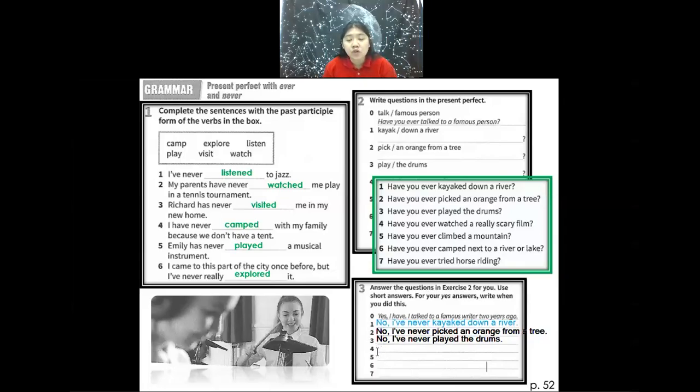Have you ever watched a really scary film? Okay, yes, I have. I watched it maybe 5 years ago. It's not really scary. It's just very sad at the end. It was scary in the middle. Then at the end, it was sad because the person or whatever ghost that was haunting there was a sad ghost. Okay. Number 5.